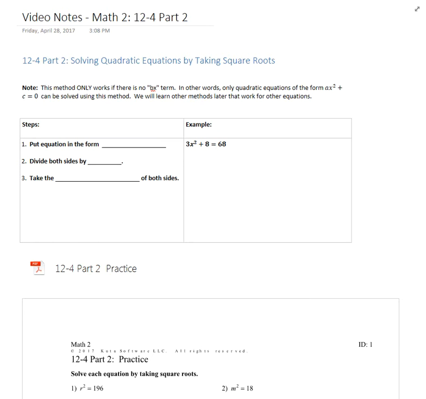Alright, welcome to a video for Math 2, Section 12.4, Part 2. We're looking at solving quadratic equations by taking square roots. So we already talked about solving a quadratic equation by graphing, so this is Part 2.